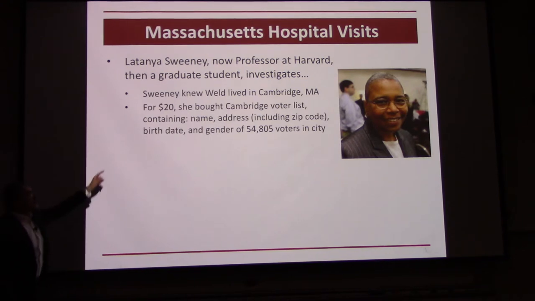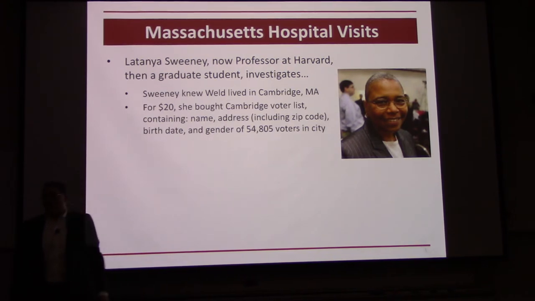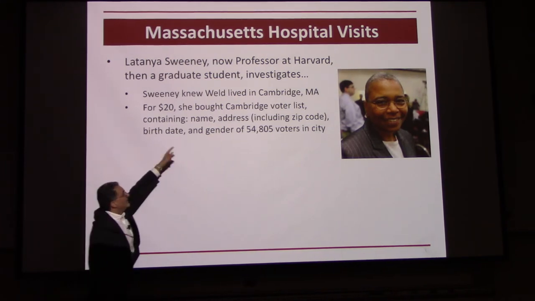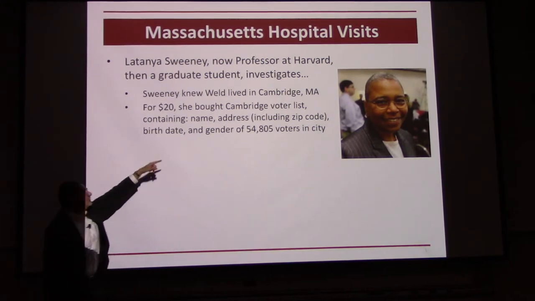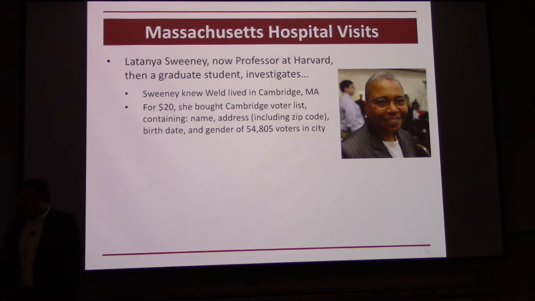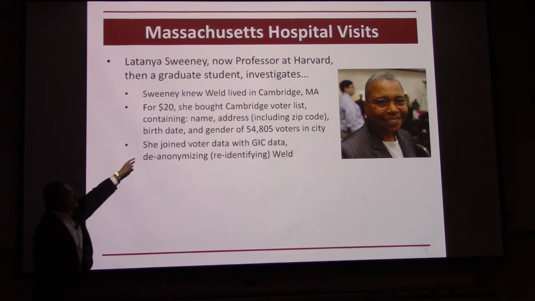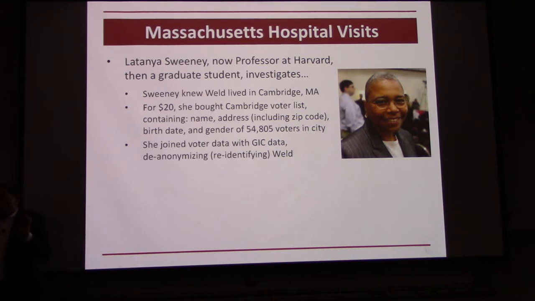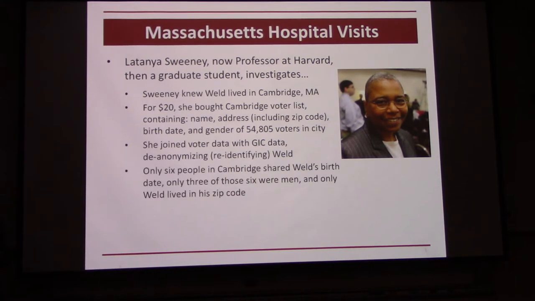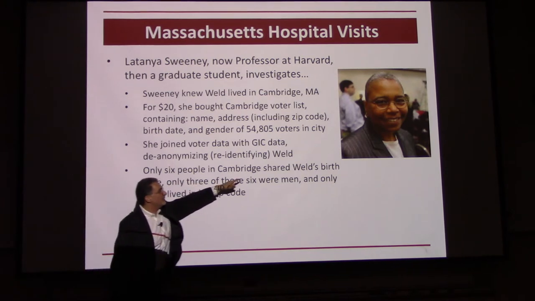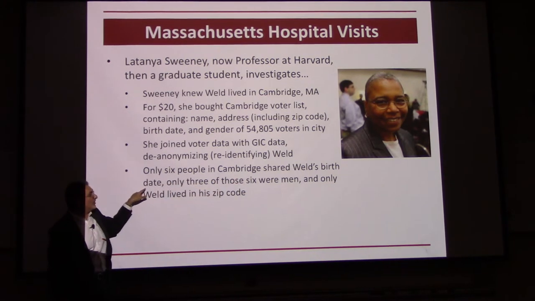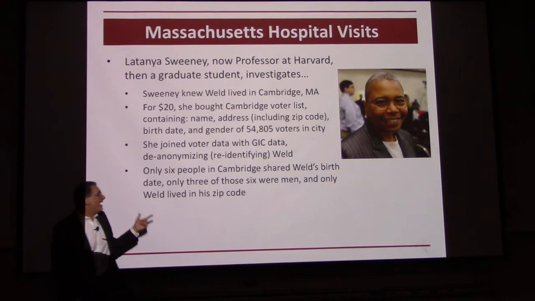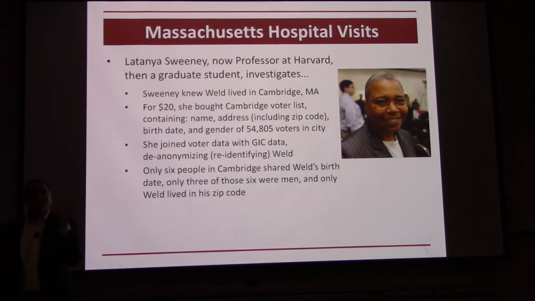She knew Weld lived in Cambridge. So what did she do? For $20, she bought the Cambridge voter list, which is public information. You just have to pay for it to be compiled for you, containing name, address, including someone's zip code, birth date, gender, and the 54,000 voters in the city. She then joined that data with the GIC data that's supposed to be anonymized, re-identifying Weld. How does she re-identify Weld? Because there are only six people in Cambridge who share Weld's birthday. Only three of those six were men, and only one lived in his zip code, so he's uniquely identified in the data.